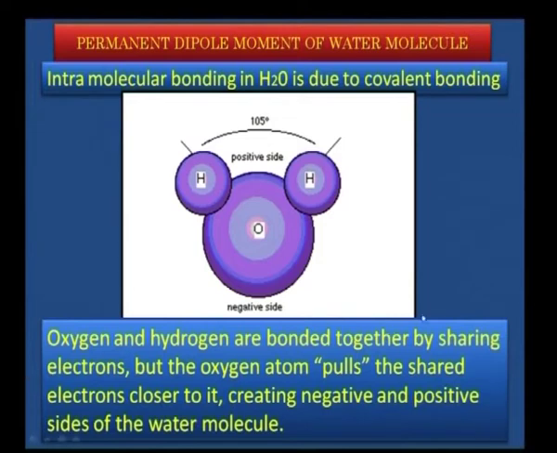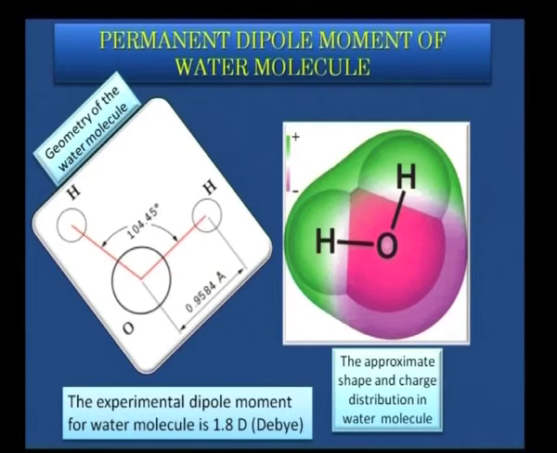Oxygen and hydrogen are bonded together by sharing electrons, but the oxygen atom pulls the shared electrons closer to it, creating negative and positive sides of the water molecule. So, if you take a single water molecule, there will be a positive region, and the more important thing is this will be negative. Therefore, this side will be positive. Therefore, there will be a permanent dipole moment associated with each and every water molecule, which has been measured to be 1.8 debye.